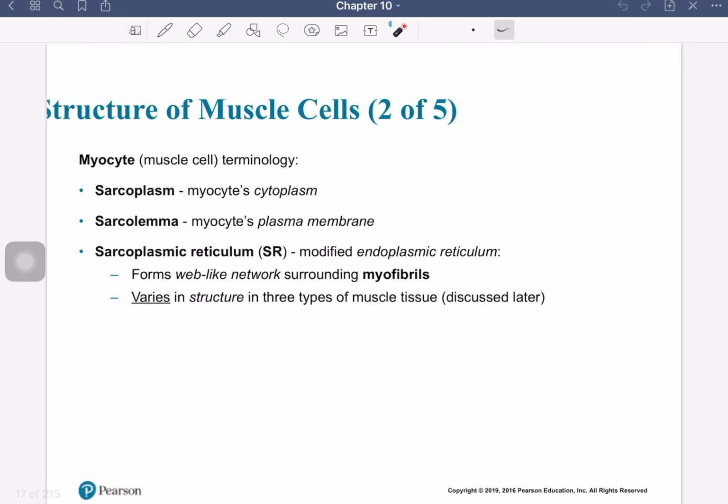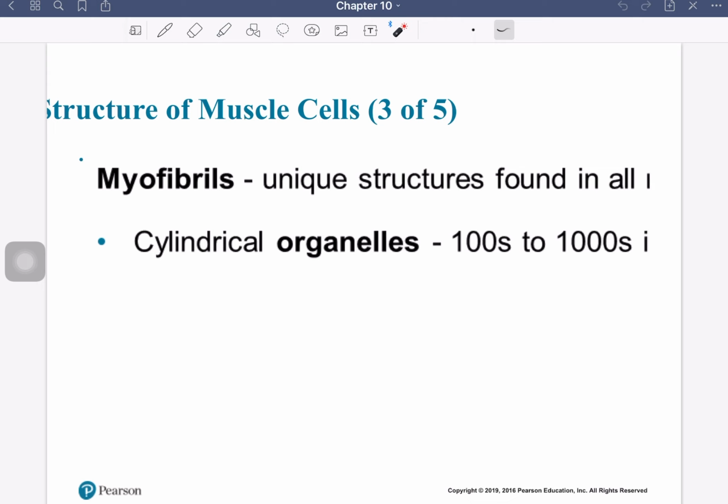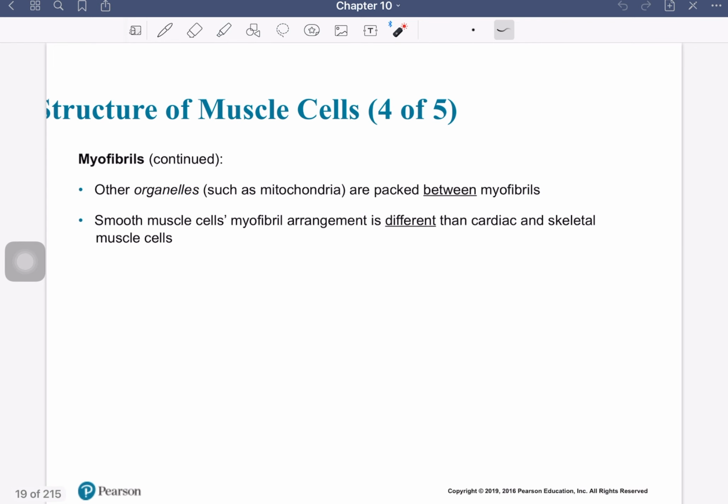Okay, so let's have a quick run through again of some of the stuff. So the sarcoplasm is the cytoplasm of the cell. Sarcolemma is the plasma membrane. And the sarcoplasmic reticulum, yes, it is modified endoplasmic reticulum. And as I said, it forms that web-like structure surrounding those myofibrils. Now, some of this varies if I'm looking at a skeletal muscle through cardiac versus a smooth muscle, but we're really going to focus in on the basics of a skeletal muscle in this chapter. So what are myofibrils? Myofibrils are found in all three types, and they are really packed in there.